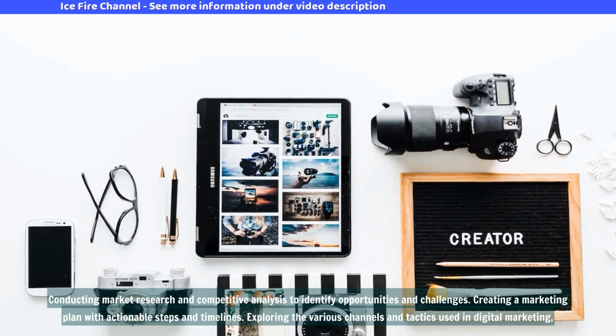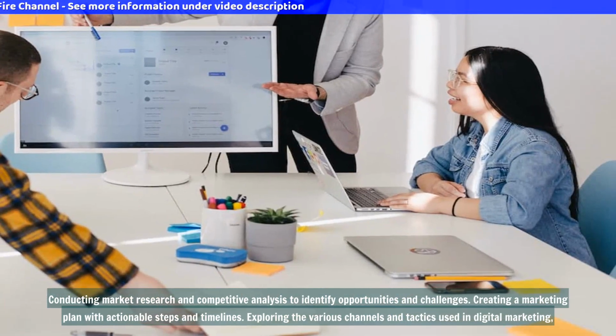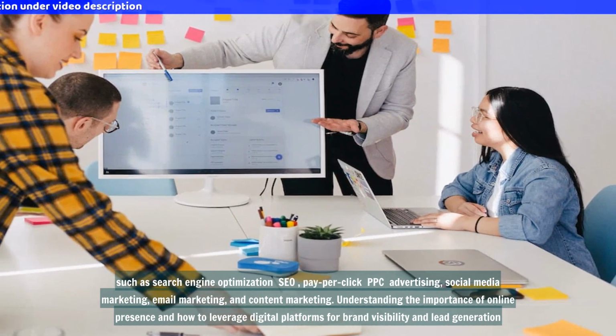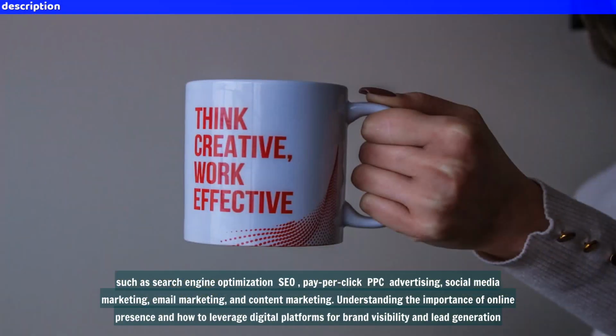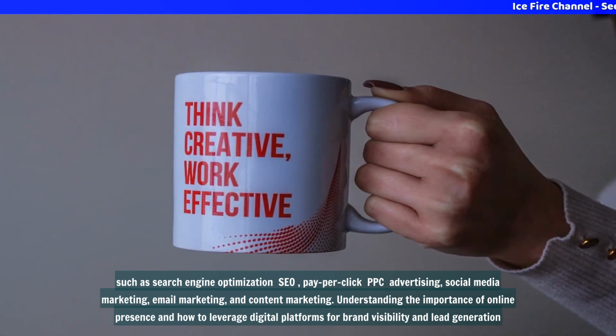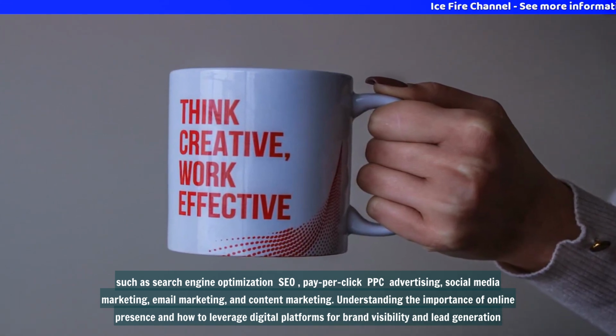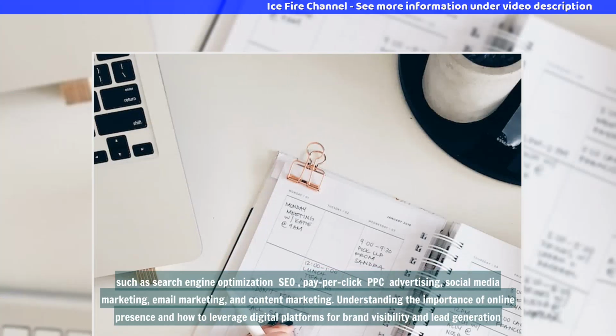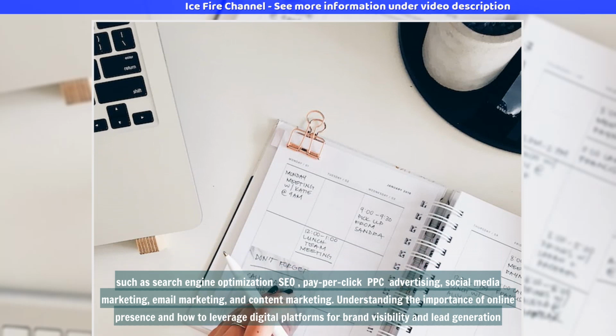Exploring the various channels and tactics used in digital marketing, such as search engine optimization (SEO), pay-per-click (PPC) advertising, social media marketing, email marketing, and content marketing. Understanding the importance of online presence and how to leverage digital platforms for brand visibility and lead generation.